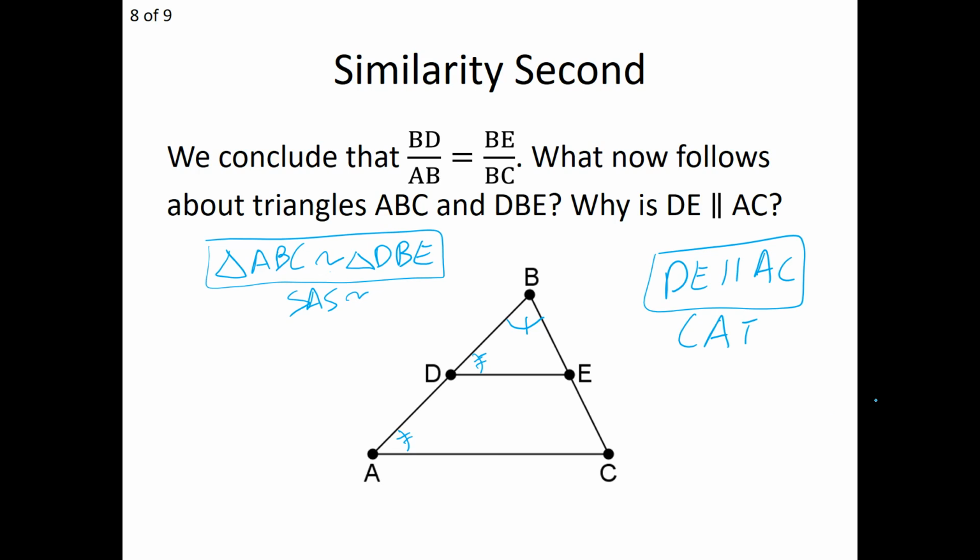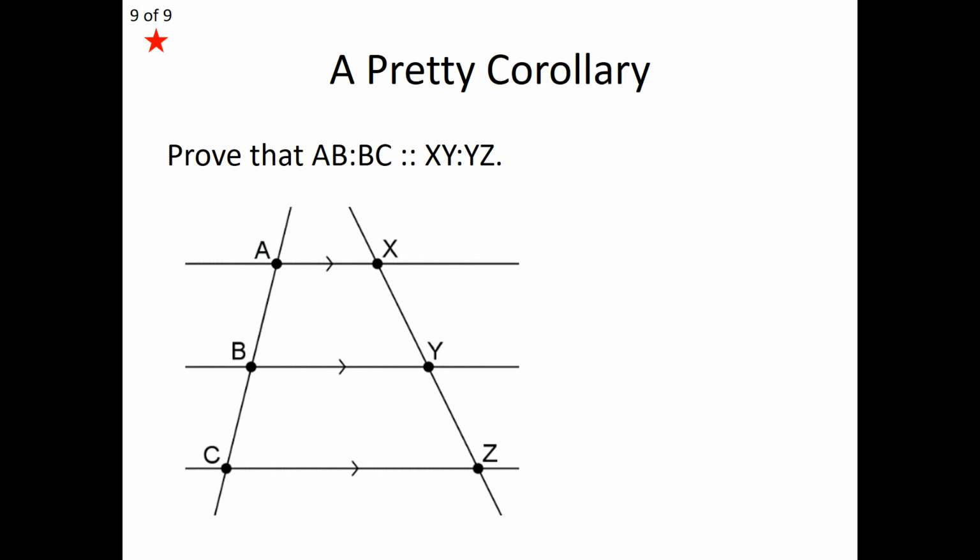Now, to end our lesson here, I just want to show you this pretty corollary. I am going to leave most of this up to you to figure out on your own on the worksheet, but I do want to nudge you in the right direction. Recall what a corollary is: it's an immediate consequence of a theorem of significance. So this corollary is actually a corollary of our triangle proportionality theorem.